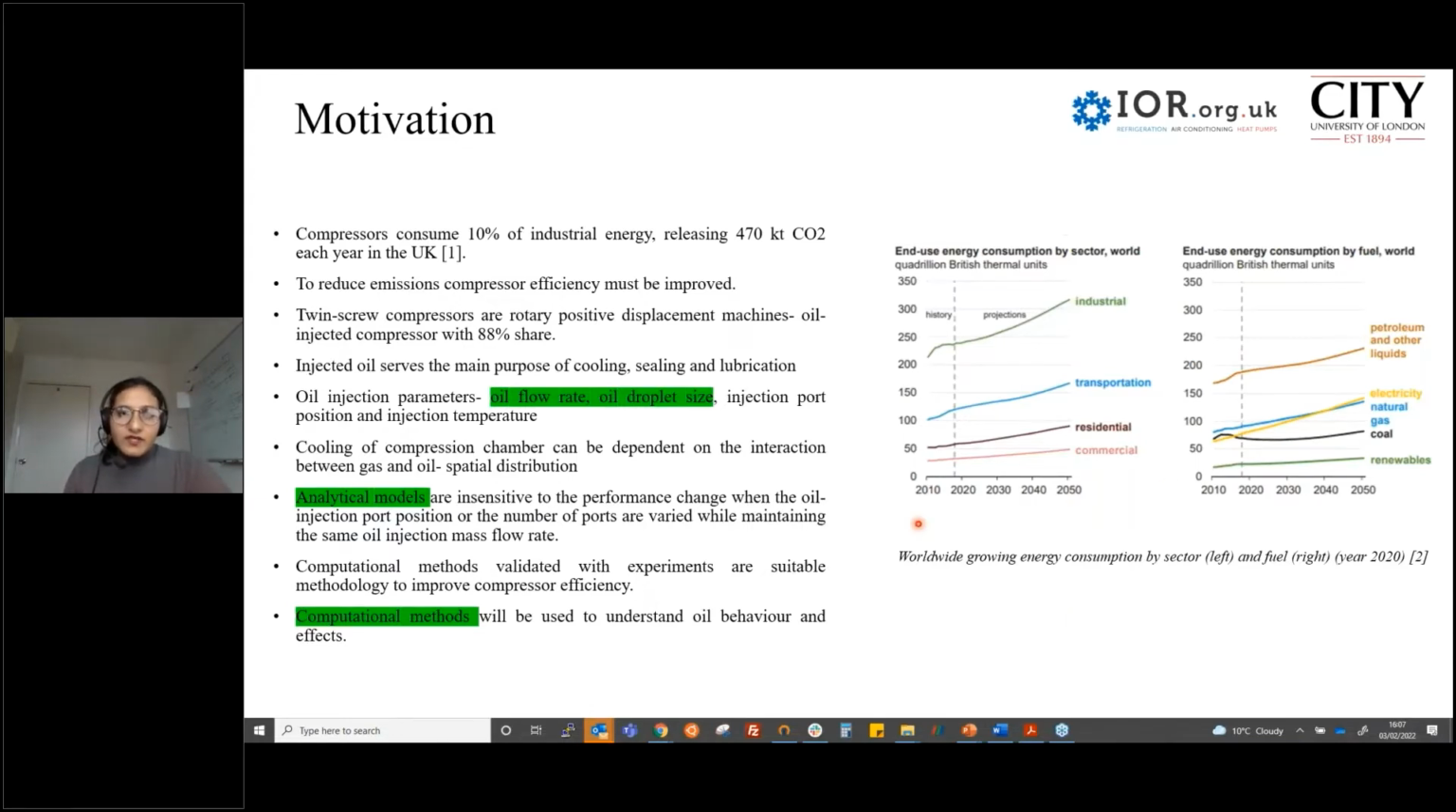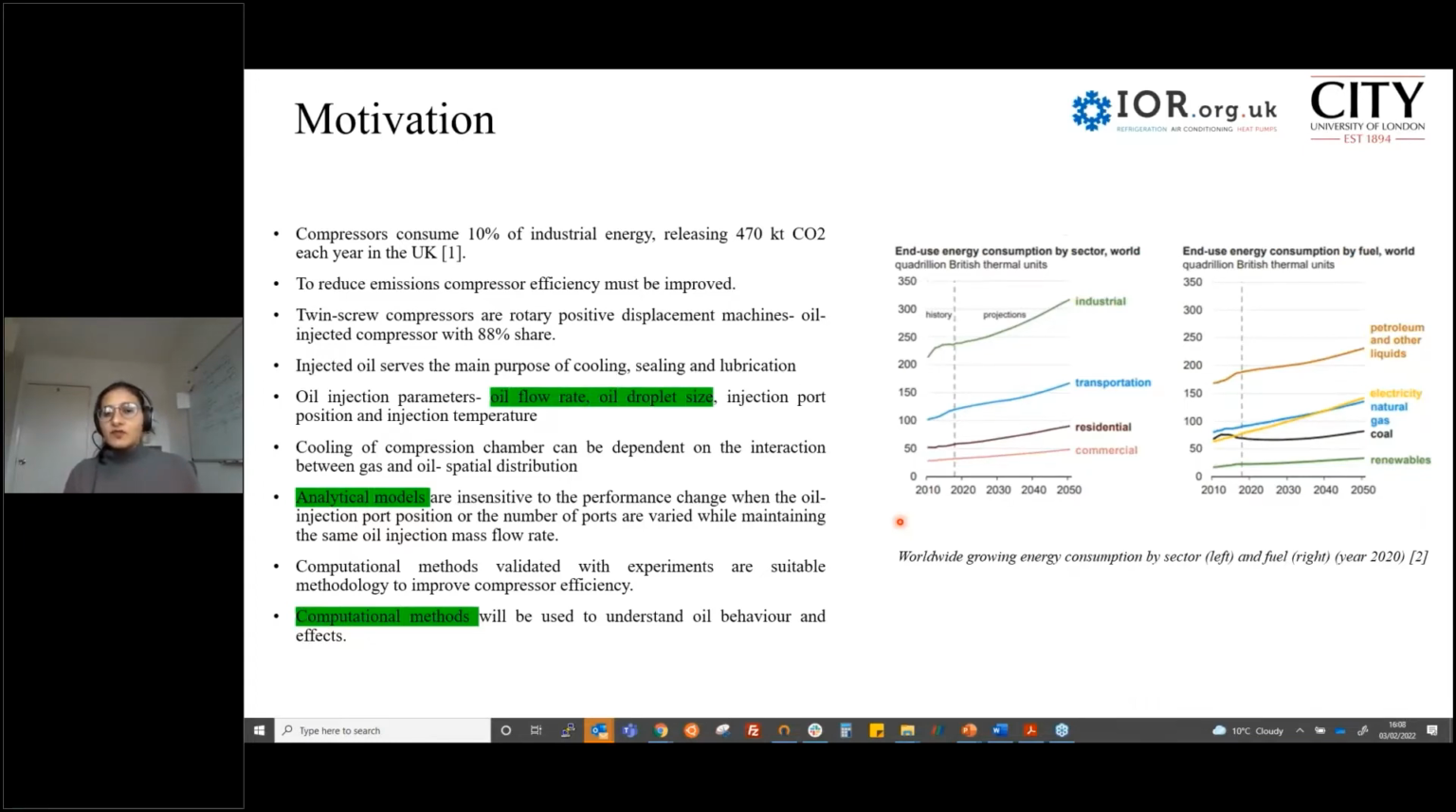Looking at previous studies, there are a few oil injection parameters that have been very important: oil flow rate, oil droplet size, oil injection port, as well as injection temperatures. However, various analytical models might be insensitive, because if you maintain the same oil flow rate but change the oil injection port position or number of oil injection ports, that wouldn't show a change in compressor performance essentially.